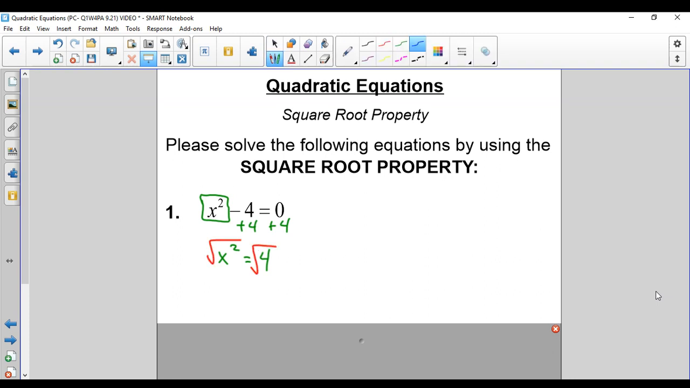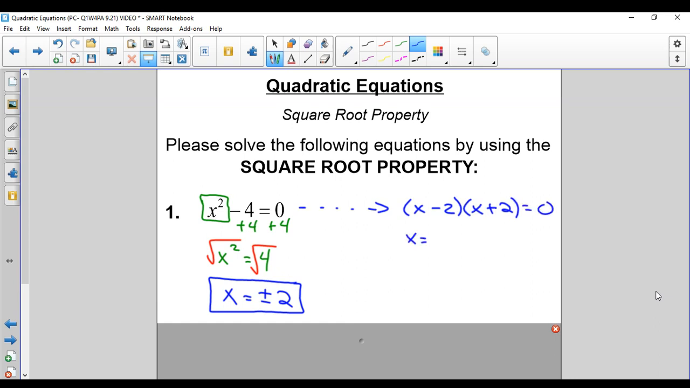Square root of x squared is just x. Square root of 4 is 2. But since we're solving equations, it's going to be plus or minus 2. We technically have 2 solutions from this. If you recall with factoring, x squared minus 4 factors into x minus 2, x plus 2, and we would have answers of 2 and negative 2. So with the square root property, once the square root is taken, that means we have to add a plus or minus to the right side. And then that's our answer. We're done on that one.